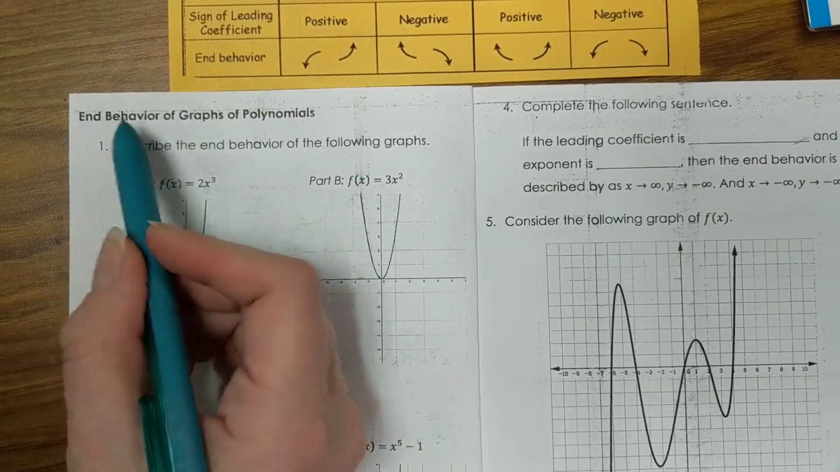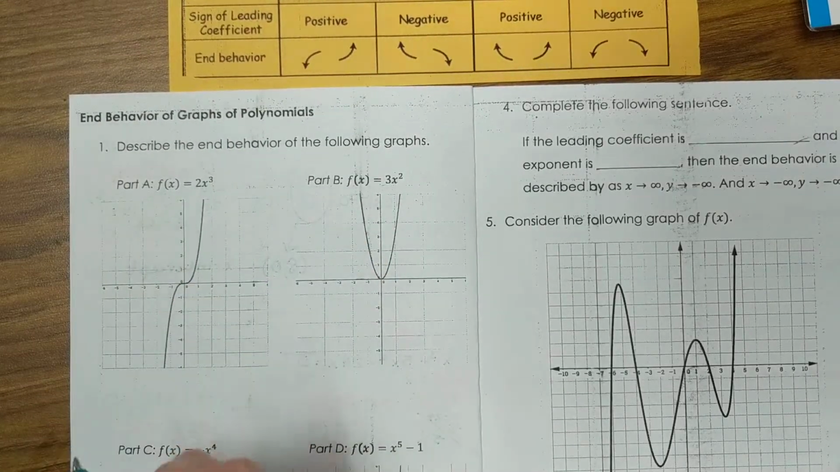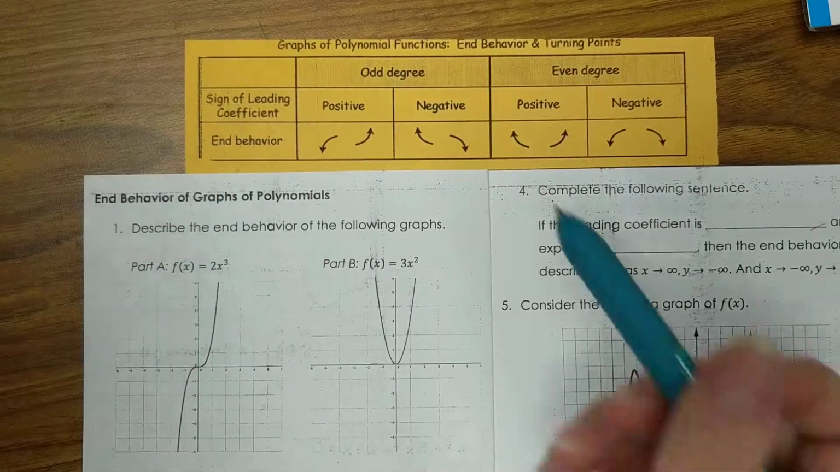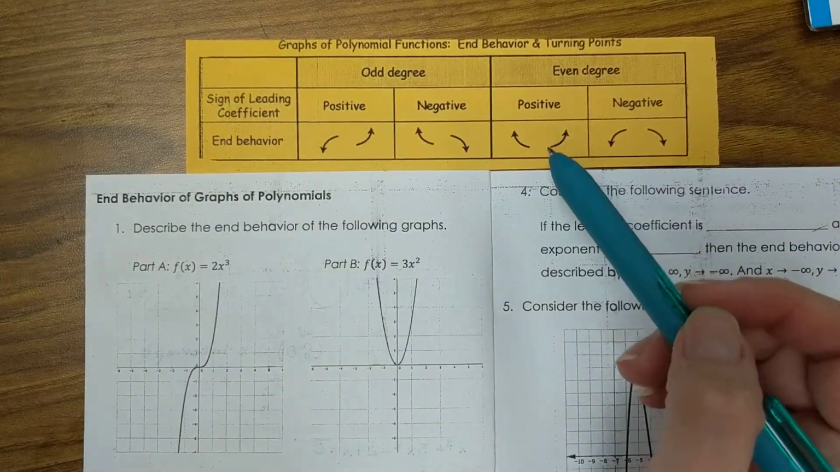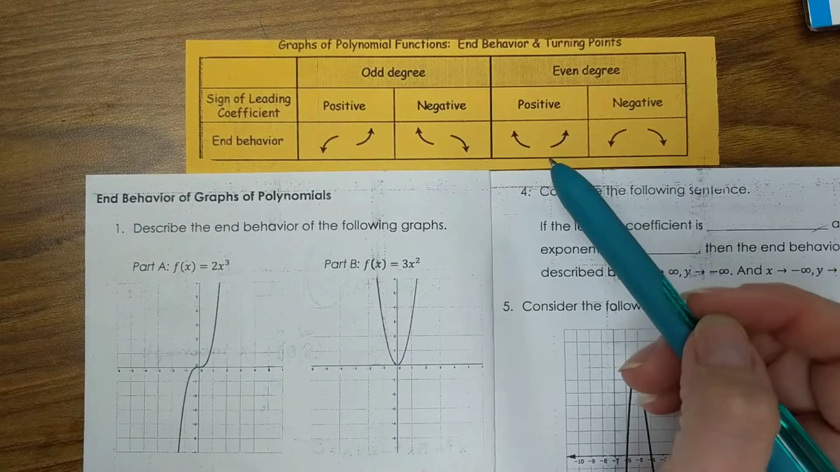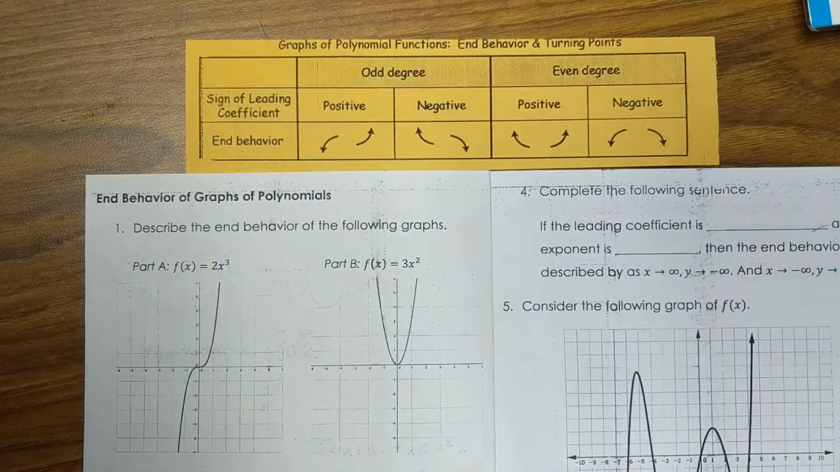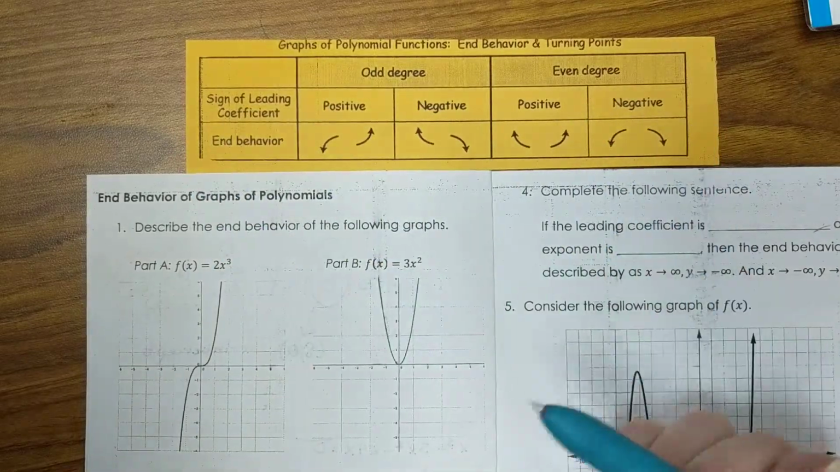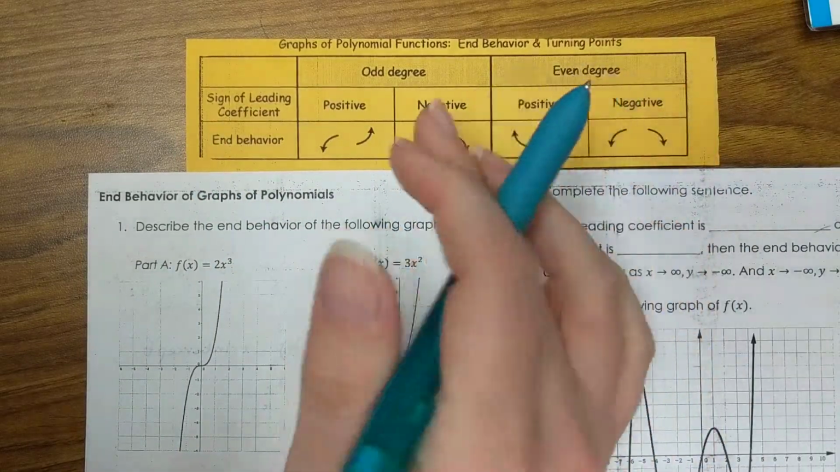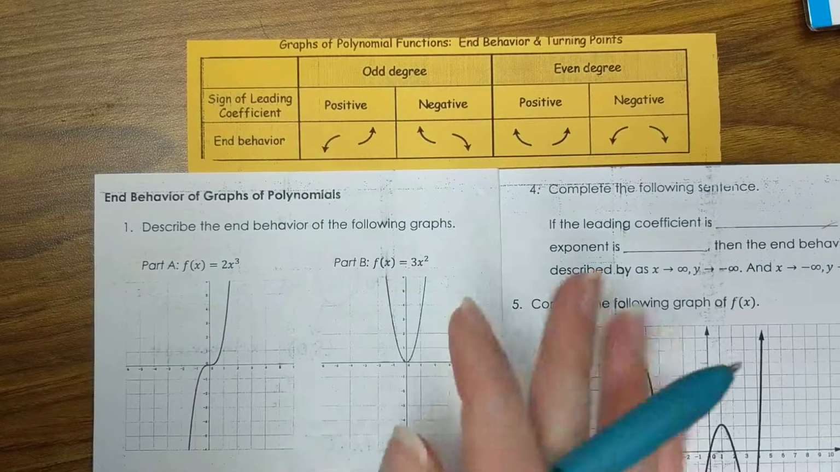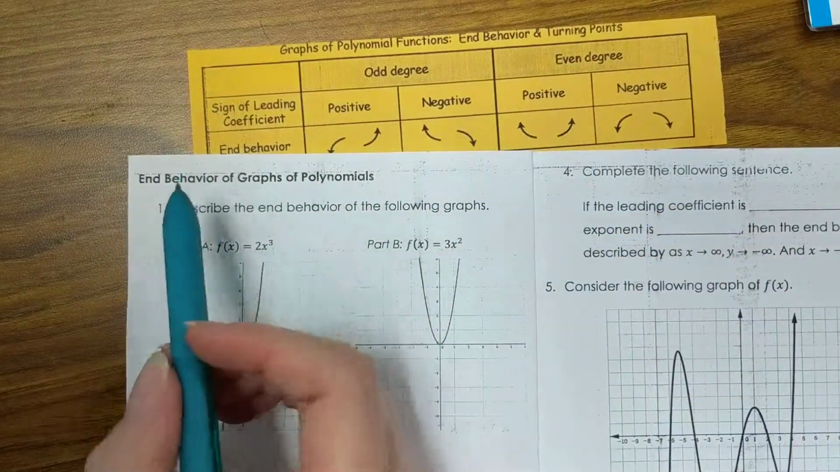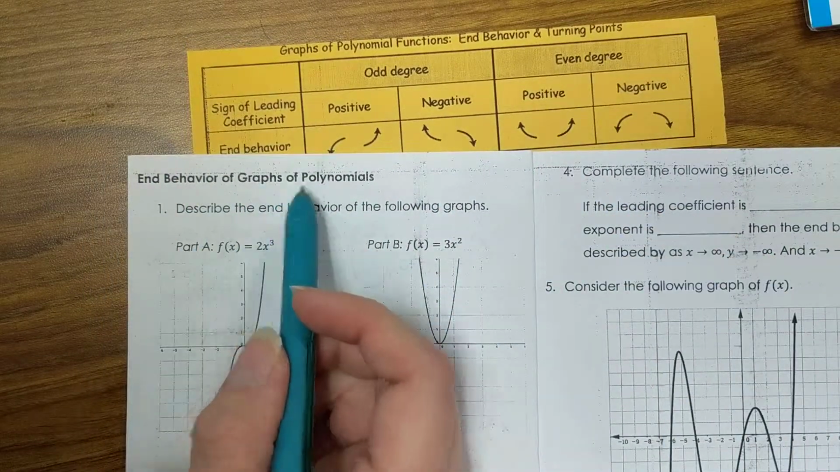So starting with the end behavior of graphs of polynomials. This little yellow paper, which is in the basket by the door, if you didn't get one already, is like your cheat sheet about how to do all of this, okay? This is everything you need to know right here. So I'm going to show you how it works. This is going to help you predict the end behavior of graphs of polynomials.